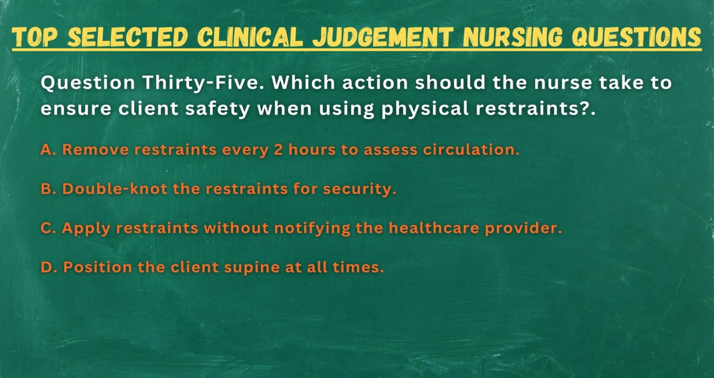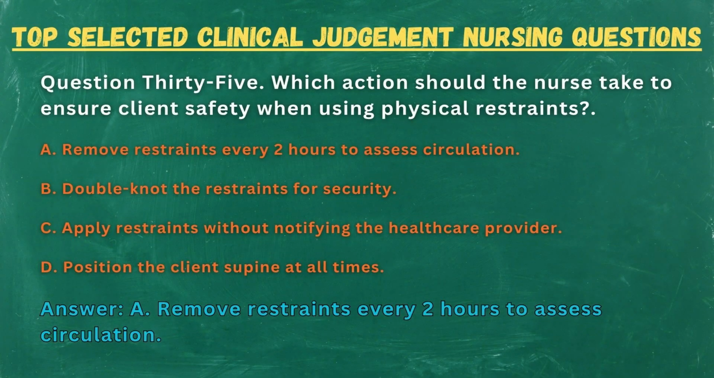Question 35. Which action should the nurse take to ensure client safety when using physical restraints? A. Remove restraints every 2 hours to assess circulation. B. Double knot the restraints for security. C. Apply restraints without notifying the healthcare provider. D. Position the client supine at all times. Answer: A. Remove restraints every 2 hours to assess circulation.